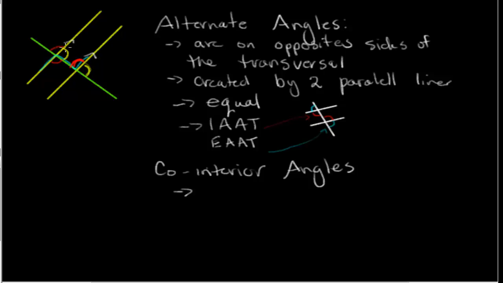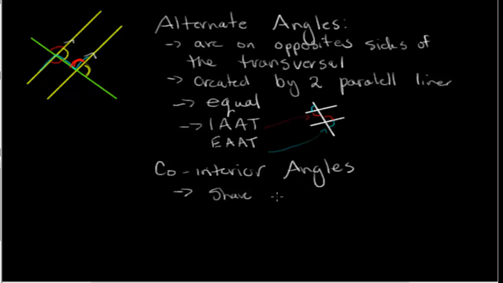If we look, we've got red, yellow, and red, yellow. We know that red and yellow on the top intersection add to 180 degrees because they're supplementary, and red and yellow down here add to 180 degrees because they're supplementary. We notice that in the interior we have a yellow and a red, and therefore they must be supplementary as well.